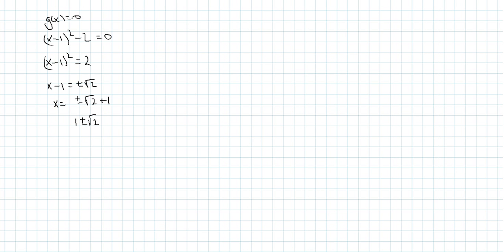The second way to do it, if you wish, is to multiply this out and use minus b. And just to show you get exactly the same answer, if I multiply this out here, I get x squared minus 2x plus 1 minus 2, which gives me x squared minus 2x minus 1.